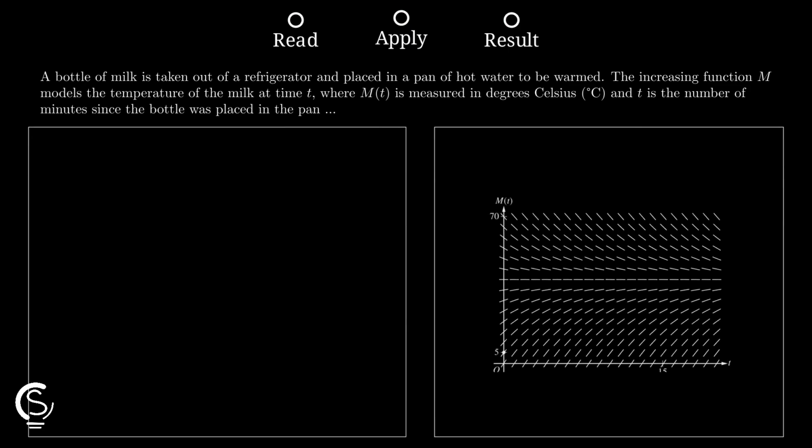First, we sketch the solution curve through the point (0, 5) on the slope field. Notice how the slopes guide the curve upward toward the horizontal asymptote at 40 degrees.